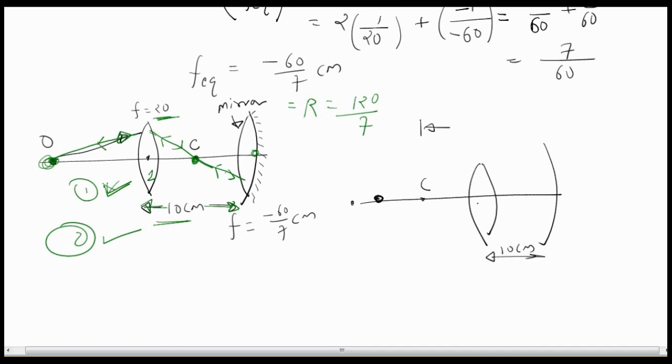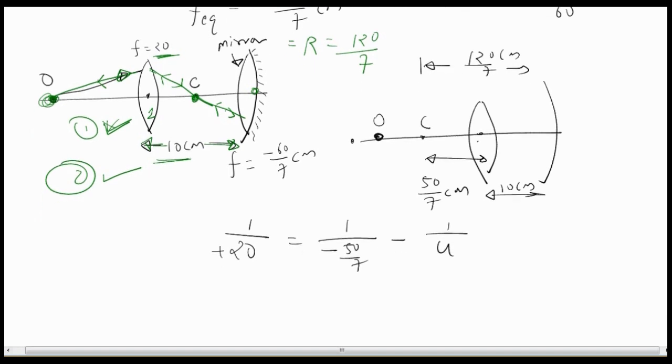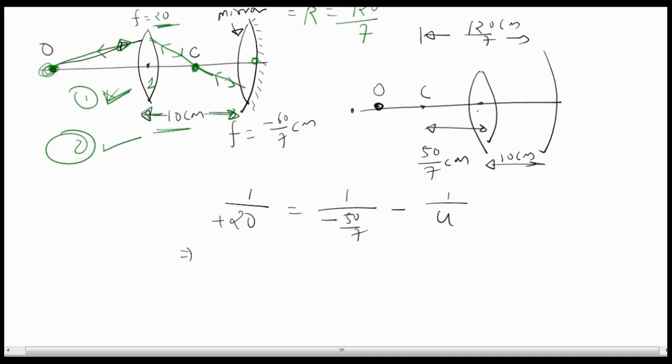The center of curvature of the mirror will be at 120 by 7 centimeter distance. So the center of curvature from the lens will be at 120 by 7 minus 10, which is 50 by 7 centimeter. So the object should be placed at such a point whose image is at 50 by 7 centimeter from the lens. So by lens formula you can find out the distance. Just apply the lens formula, 1 by f is equal to 1 upon v minus 1 upon u, where v needs to be minus 50 by 7 and u needs to be found. So after solving this equation you can get your u. Let me solve this for you.